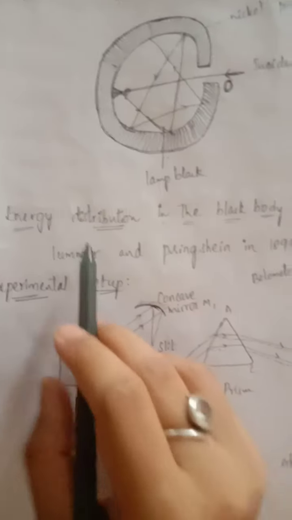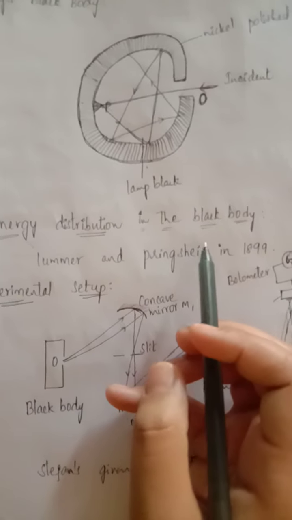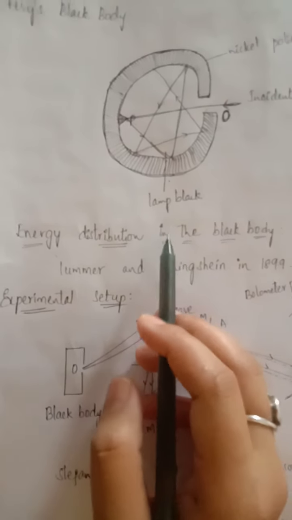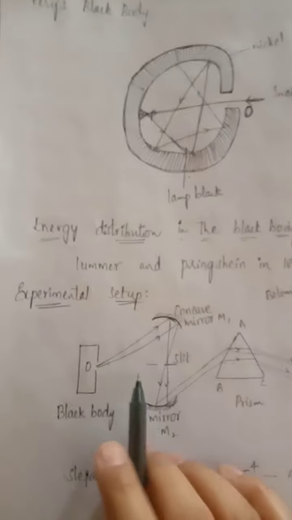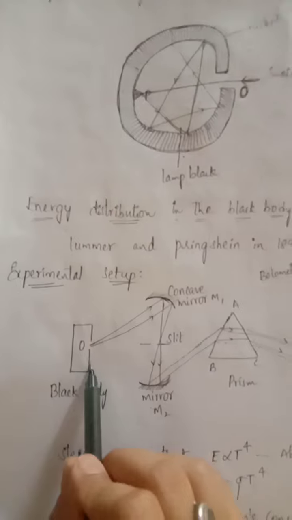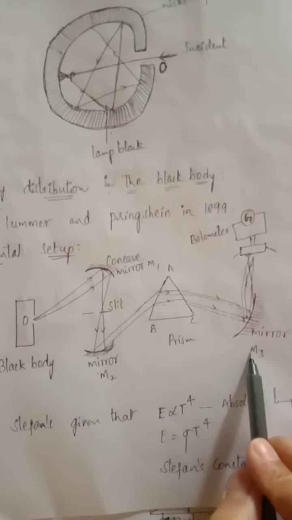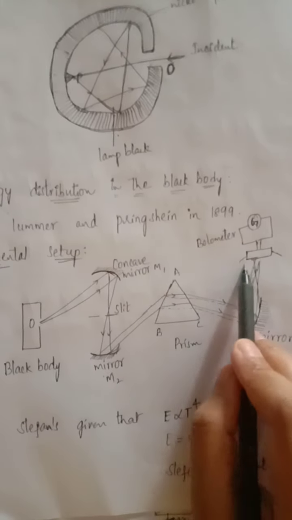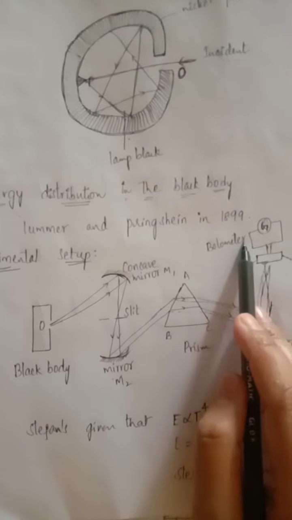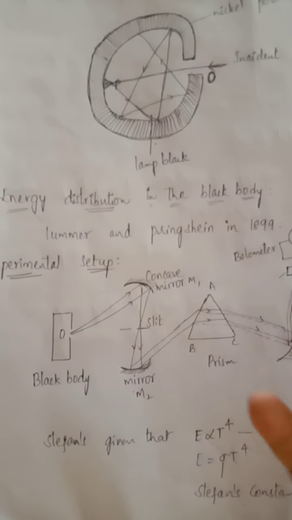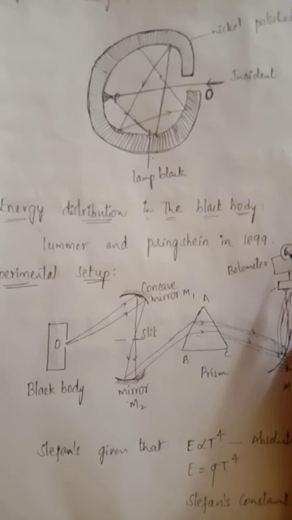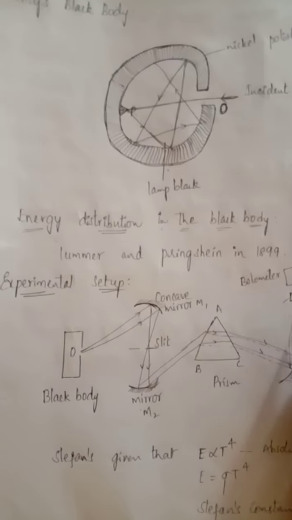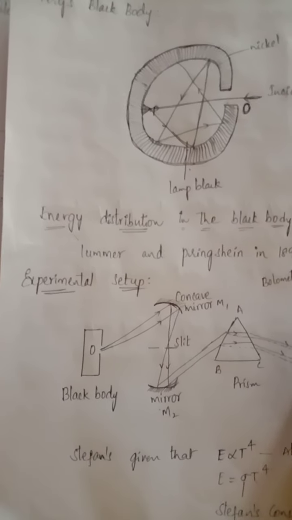So later on, Lummer and Pringsheim in 1899 explained the energy distribution in the black body practically. There is an experimental setup for that. The setup consists of a black body, concave mirrors M1 and M2, a prism, another mirror M3, a bolometer and a galvanometer. The bolometer is the instrument used to measure the power of the electromagnetic wave incident on it, and the galvanometer shows deflections due to all the waves which are emitted.